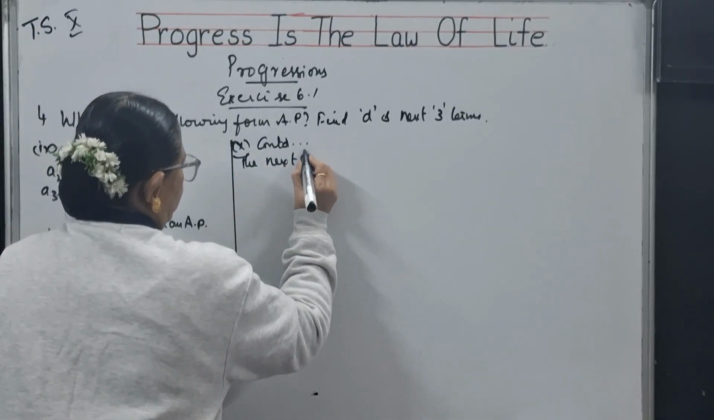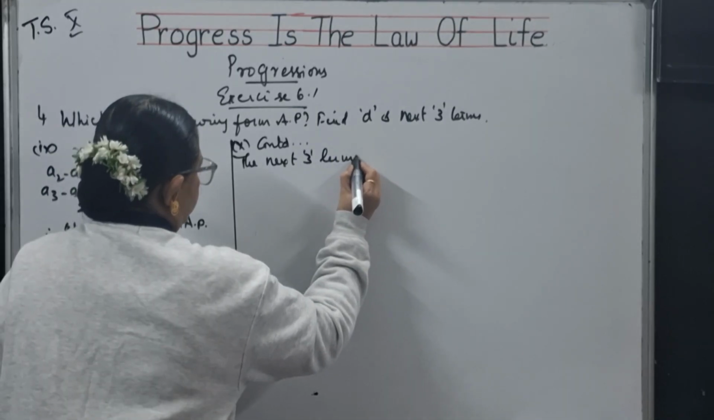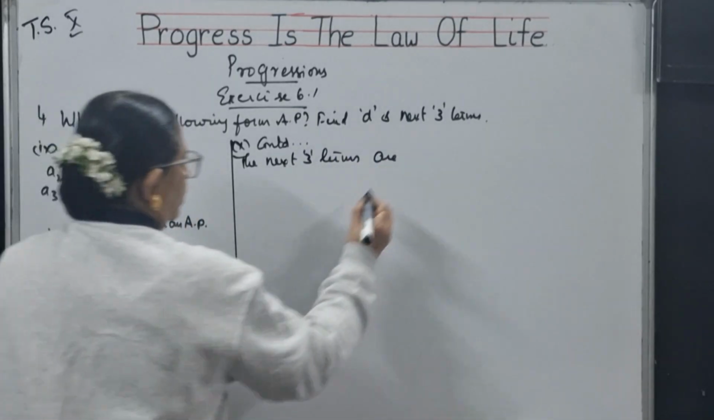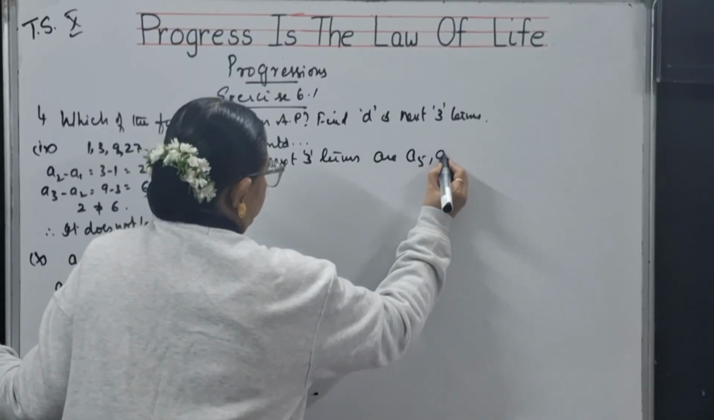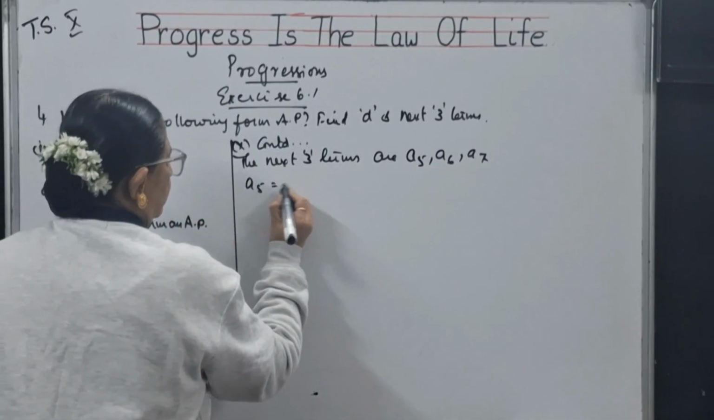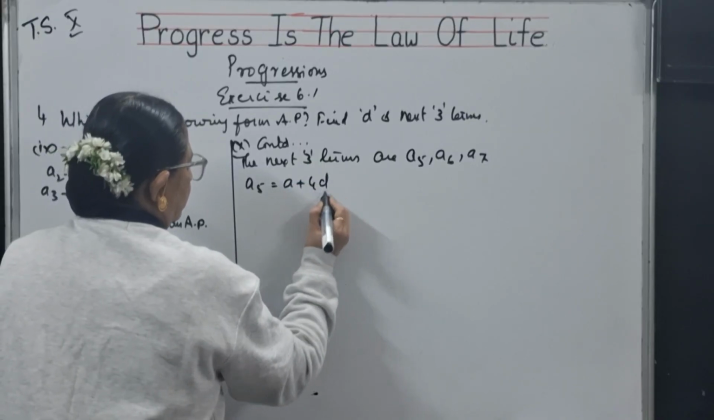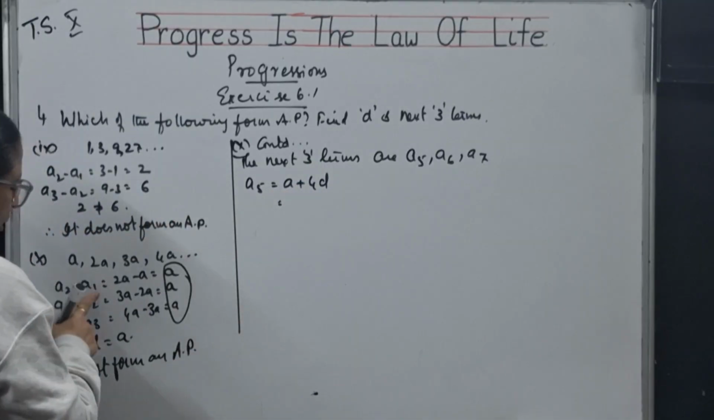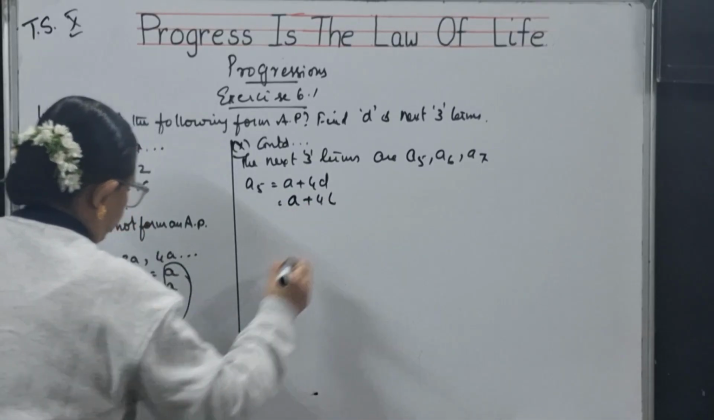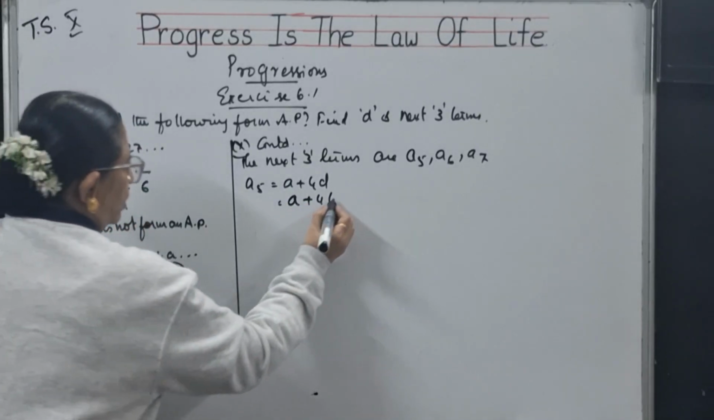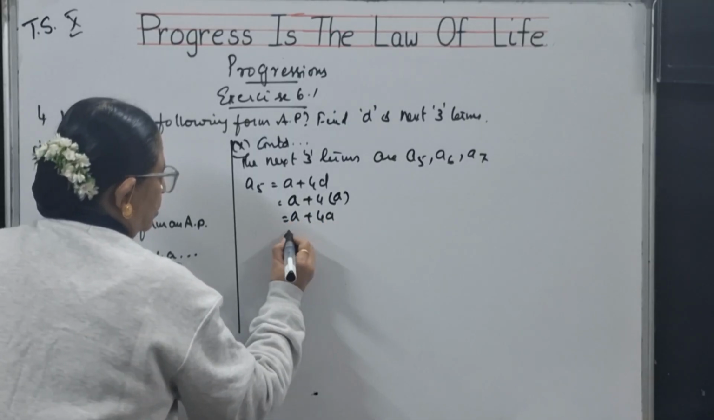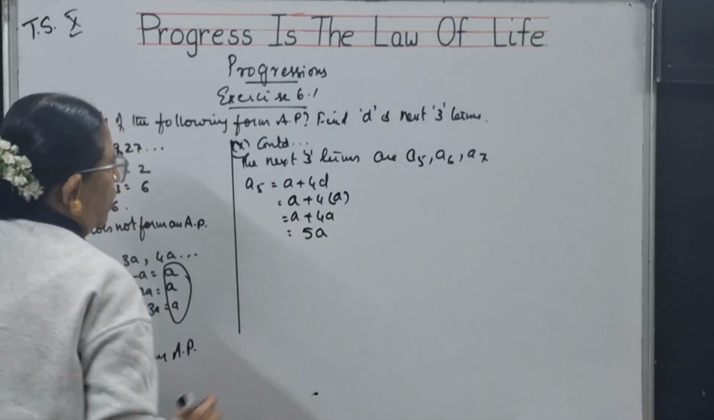The next three terms are, what are they again? 1, 2, 3, 4 are there. A5, A6, A7. So what is A5? A plus 4D. What is A here? A is the first term, that is A itself, plus 4 into what is D? D is also A. That means A plus 4A, that is equal to 5A.